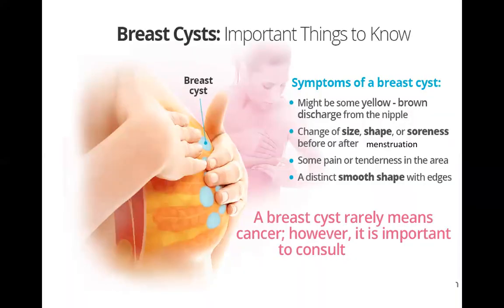The symptoms of a breast cyst could be the change of size, shape, and soreness before or after menstruation, some pain or tenderness in the area, or it can be painless. It can also result in yellow-brown discharge from the nipple. A breast cyst rarely means cancer. However, it is important to investigate.